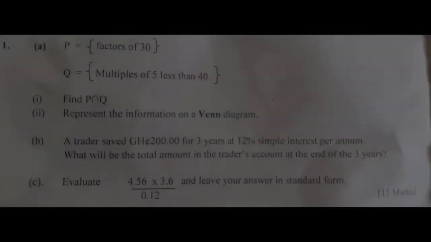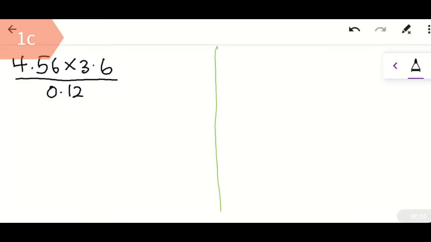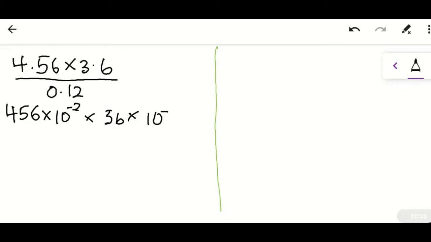So it goes to our next question. Our next question, we see 4.56 multiplied by 3.6 all over 0.12. We are going to evaluate that. So we start off by writing the standard form for each of these numbers. So first number, 456 multiplied by 10 to the power negative 2 multiplied by 36 multiplied by 10 to the power negative 1 all over 12 multiplied by 10 to the power negative 2.